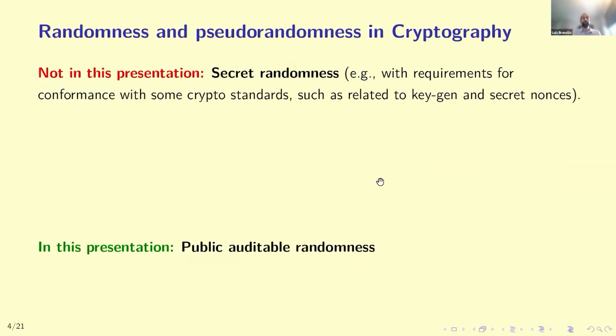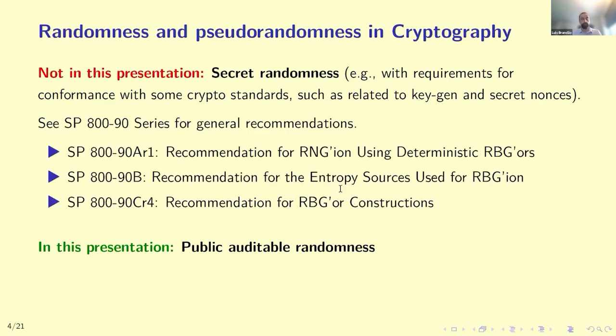In particular, I want to clarify, because I was asked to talk a bit about NIST randomness, that this presentation is not about secret randomness that is essential in cryptography in many cases. NIST, in some cases, does issue some guidelines and requirements for conformance with some crypto standards, such as, for example, randomness necessary for generating keys or secret nonces. Instead, in this presentation, I will focus on public auditable randomness. If you are interested in the first part, then you can look at what we usually call the Special Publication 800-90 series that includes recommendations and requirements for random number generation, entropy sources, and RBG constructions. But in this presentation, I will focus on one technical report that we have that establishes a reference for randomness beacons.